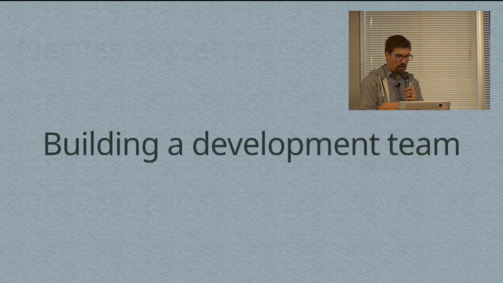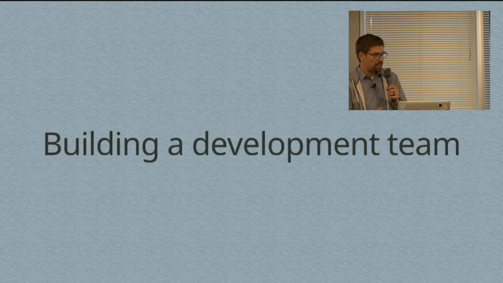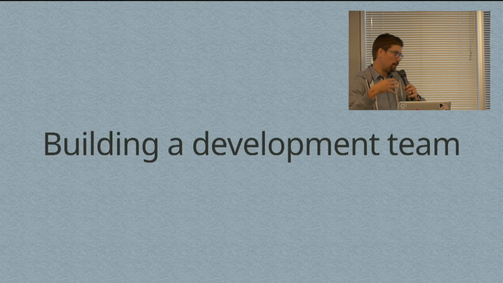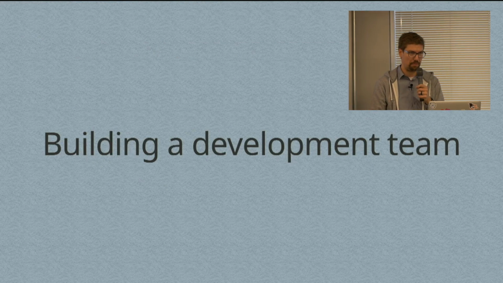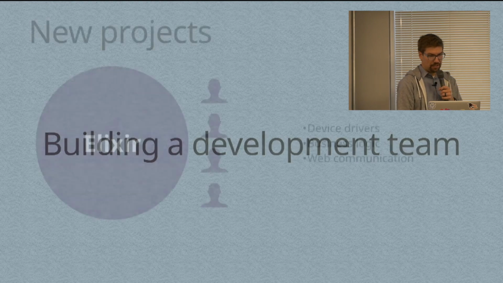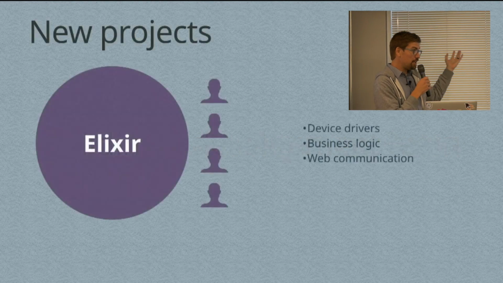All right, so now that we know what platform we're going to choose in our case, how do we start building a development team? Because that's the next question. We know what to build on, but how do I get developers to be able to build Nerves things? Well, you're in luck. Because Nerves is written in Elixir, if you're doing new projects, just hire a bunch of Elixir developers.